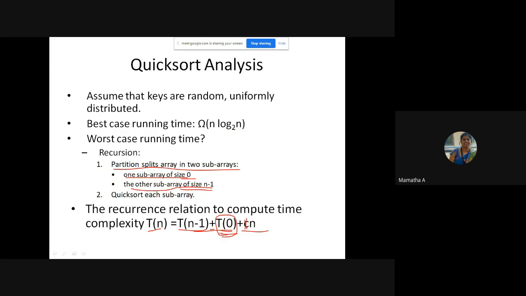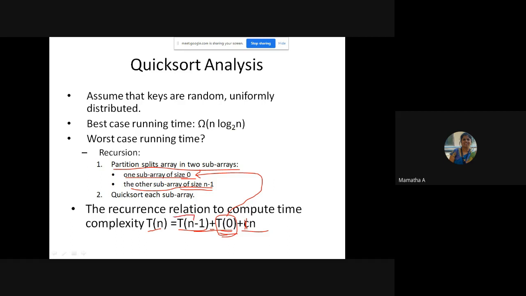Because we don't know whether the input is in ascending order or descending order. So what does T of 0 indicate for me? T of 0 indicates the time taken to sort the subarray which is of size 0, because either of the halves will be empty. We don't know which is empty, because we cannot predict what our input is.